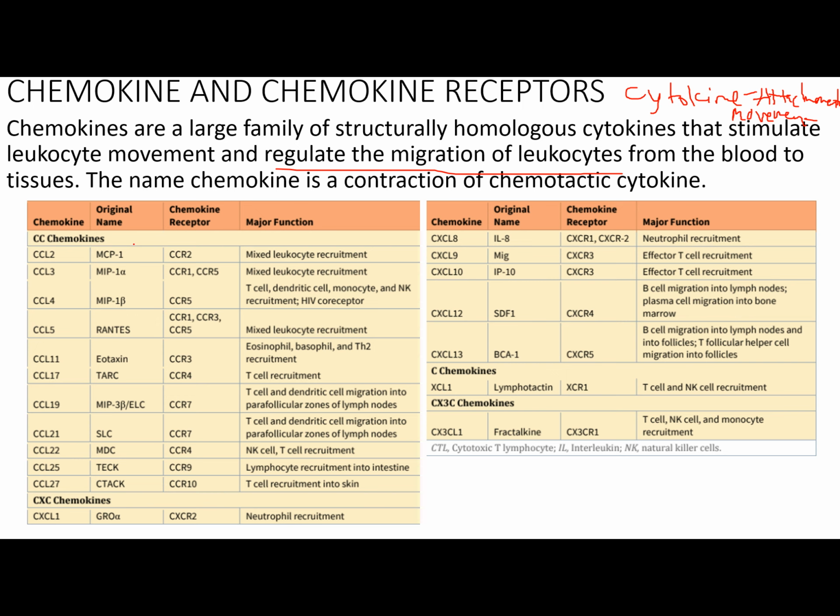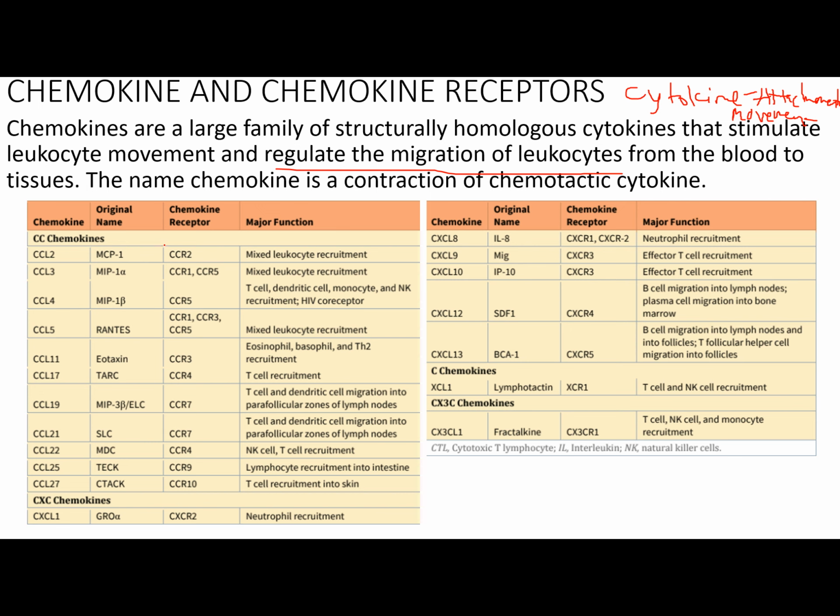Then we have your CCL25. Original name niya is your TECK. Chemokine receptor is CCR9. Function niya would be lymphocyte recruitment into intestine. Then we have the chemokine CCL27. Ang original name niya is CTAC. Chemokine receptor is CCR10. Major function is for T cell recruitment into the skin.